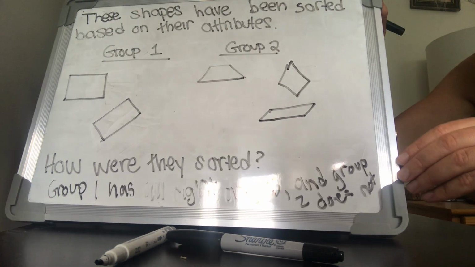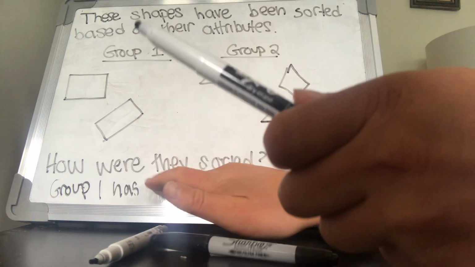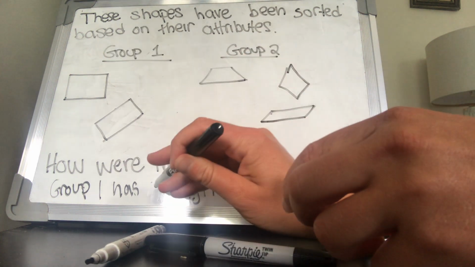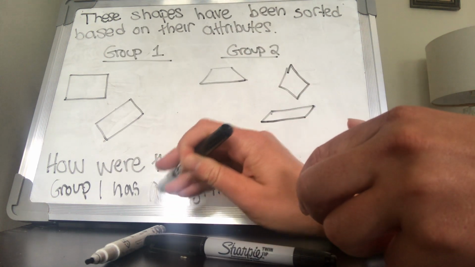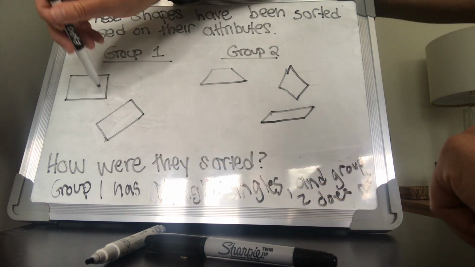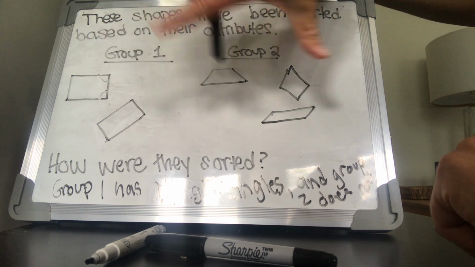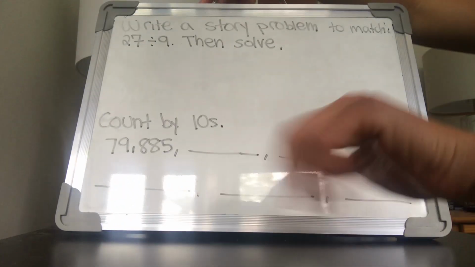Okay, so group 1, sorry, I know it's a little hard to see. That word should be all right angles. Right angles, and group 2 does not. And that's clear because you can see right here, those are perfectly right angles, just like what you would make with your hands.